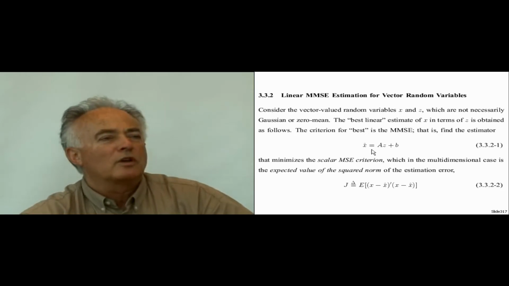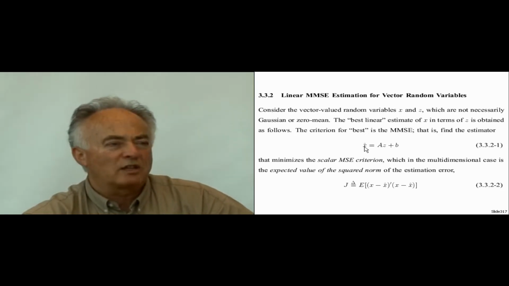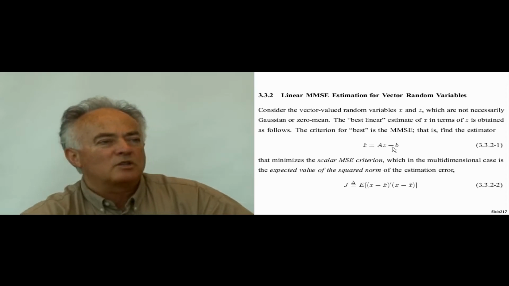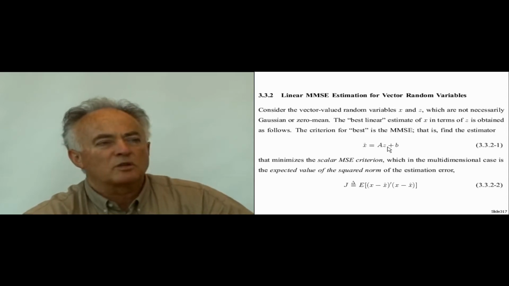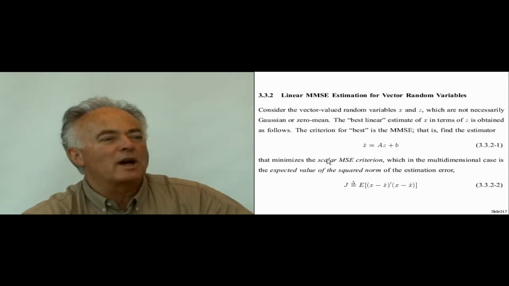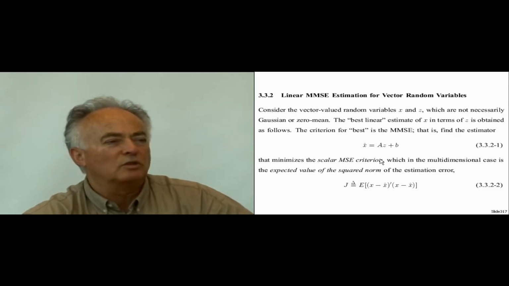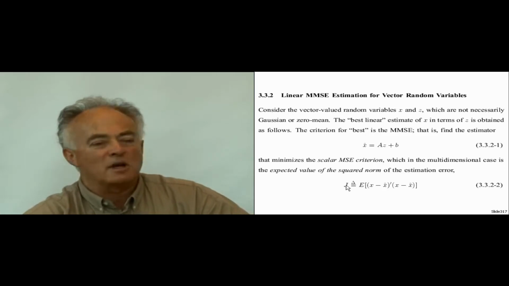Now, we want an estimator of the form x hat equal az plus b. This is, strictly speaking, not a linear function, but an affine function, because there's a constant b that will need to guarantee the unbiasedness condition. So we want to minimize a scalar mean square error criterion, namely the expected value of the squared norm of the estimation error, the inner product in a Cartesian space of the vector x minus x hat with itself, expected value. So this is the mean square value of the error. We denote it by j, and that's what we want to minimize right now.